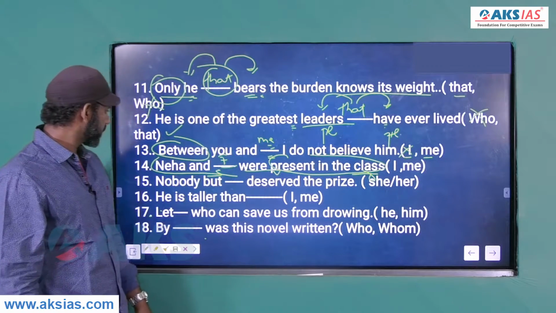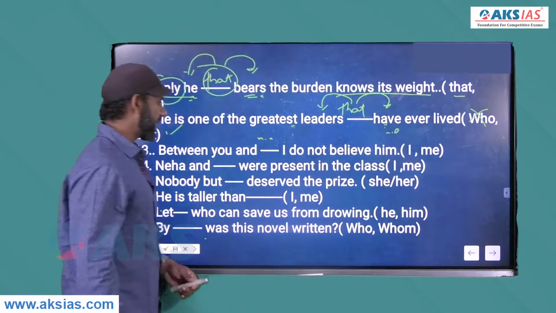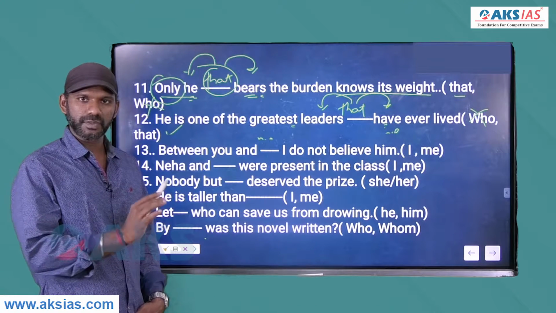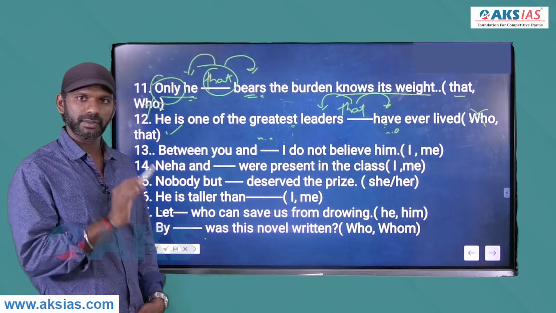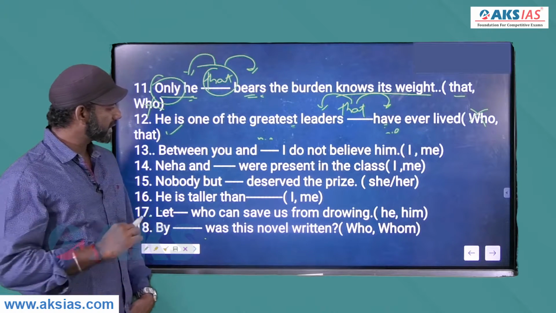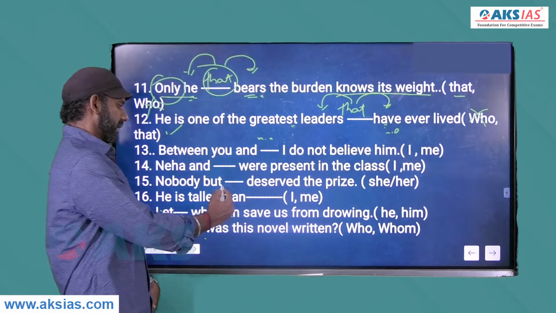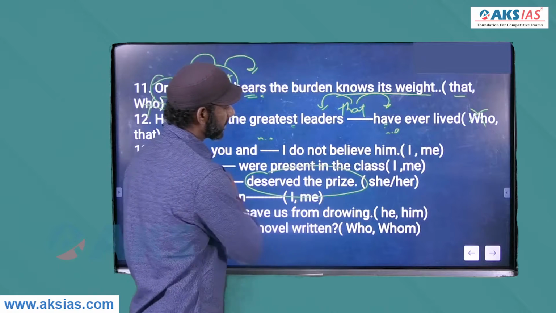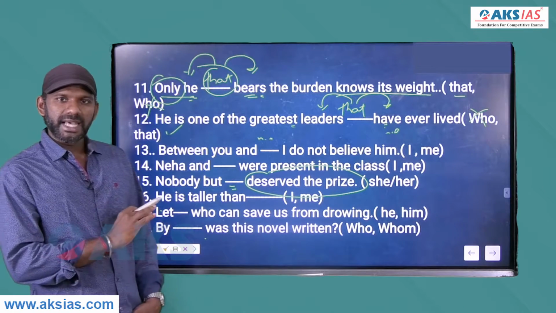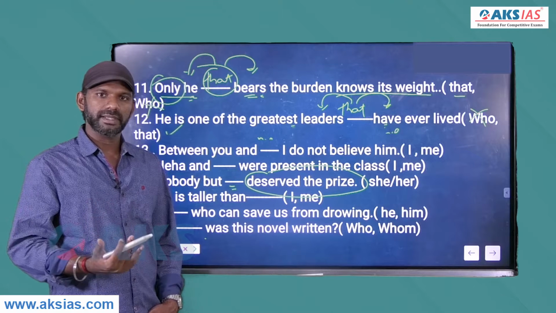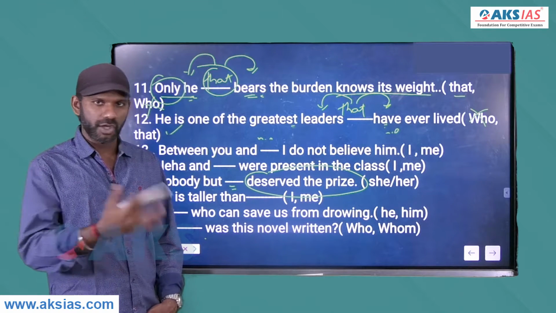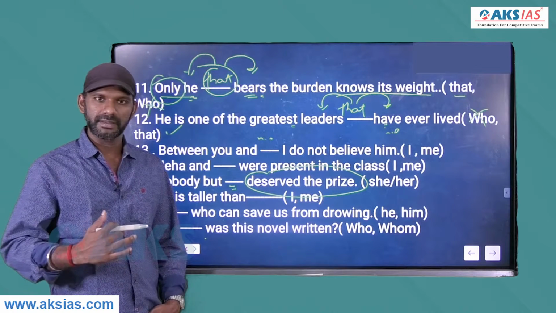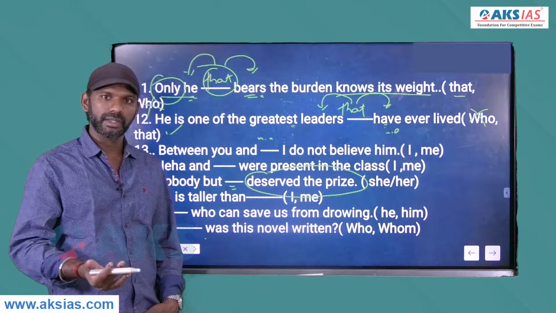Clear? Come on to the next. Nobody but ___ deserved the prize. Options are she and her. She is a subjective pronoun, her is an objective pronoun. Nobody but ___ deserved the prize. The action related to this blank is deserved the prize. That means the blank deserved the prize. Deserving is an action done by us, not received by us, right? Now, winning is an action done by us. I win the first prize means I put a lot of effort, I do a lot of hard work and I win it.